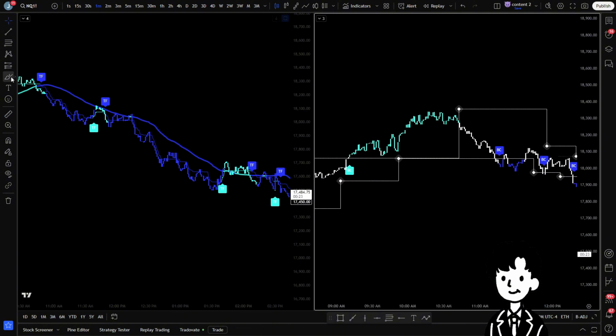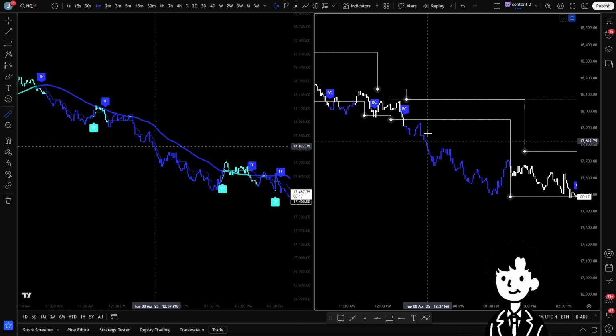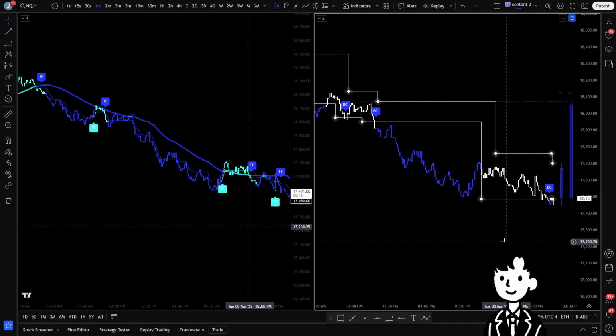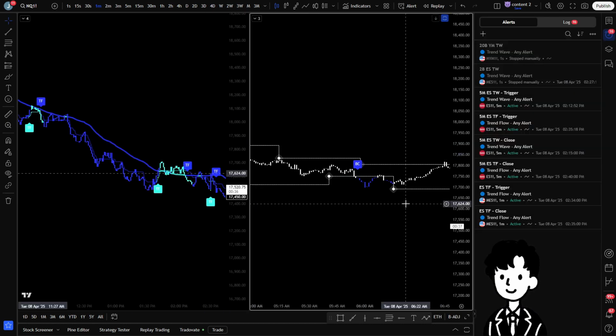Breakout, breakout, massive breakout. Look at that. For alerts, you are able to set alert for every indicator you see on my chart.